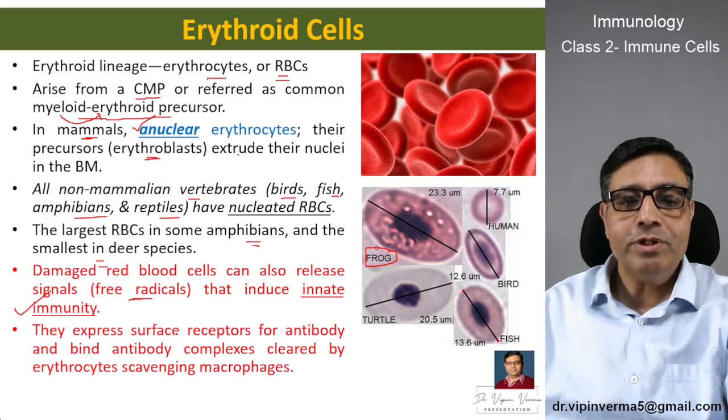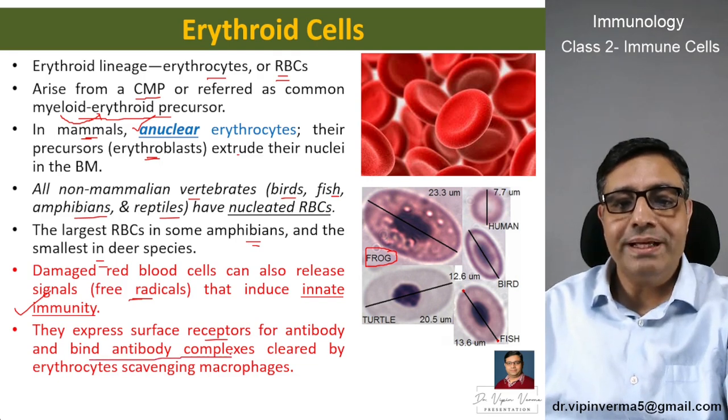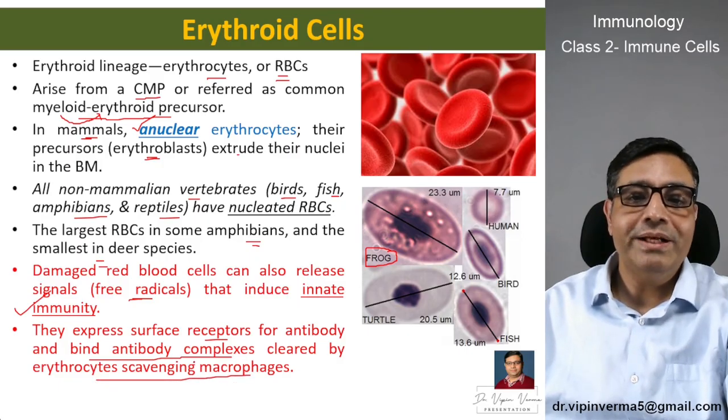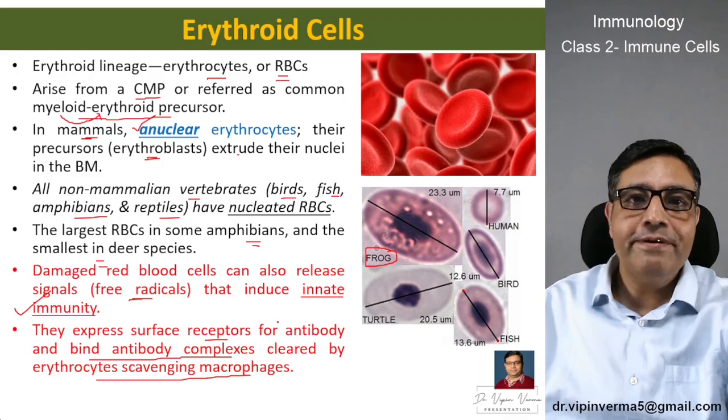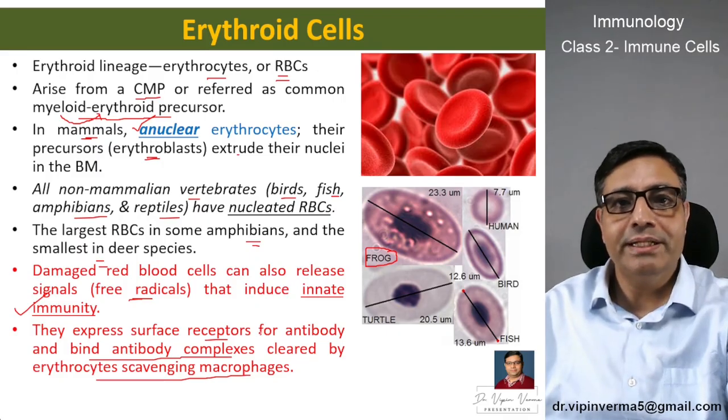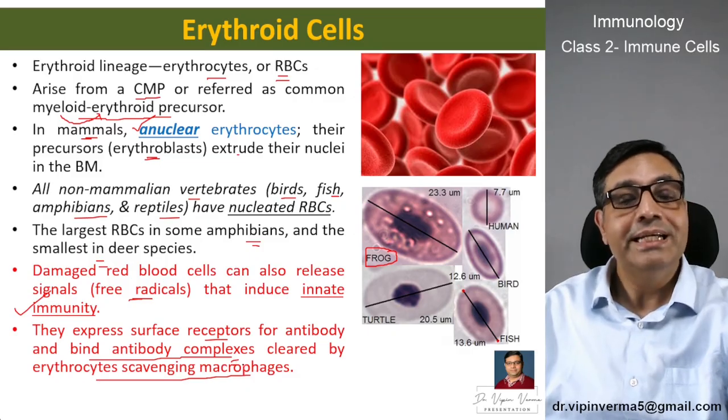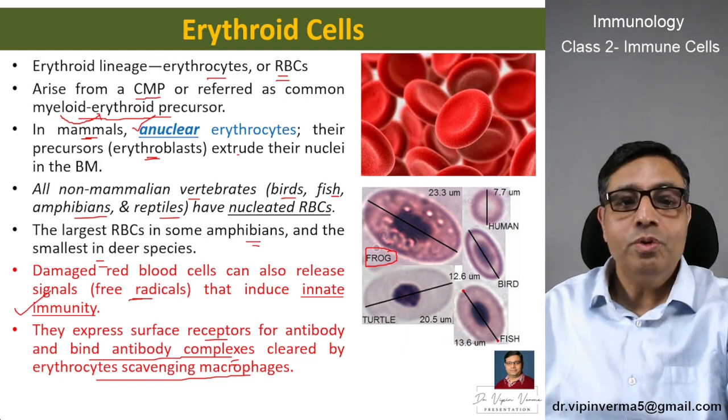And then they also express surface receptors for antibody and bind antibody complexes cleared by erythrocyte scavenging macrophages. So what they do when they are in the blood, when the free antigen is opsonized by the antibody, then it is not only taken up by the macrophage, but these RBCs can also bind those complexes. And when they bind the complexes, then erythrocyte scavenging macrophages can clear the infection. So they also play a role in our immune response. Fine.